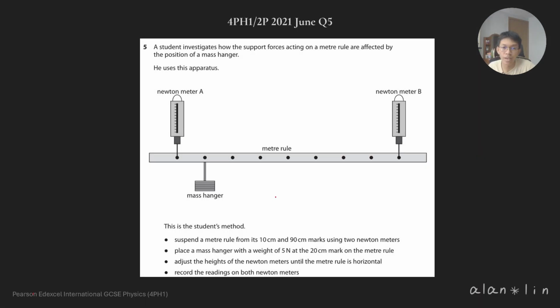Okay, now let's go ahead and do some exam practice questions, starting with the question from 2021 June paper 2. And here we have a meter ruler, which is going to be our beam. We then have 2 Newton meters, which are going to be our supports. And we have a mass hanger. And basically what we're doing is we're moving the mass hanger from the left to the right.